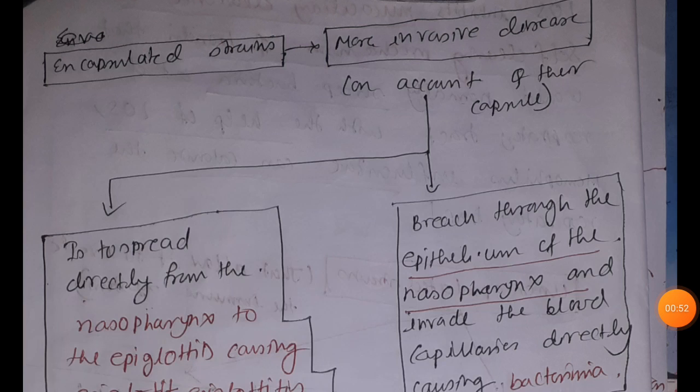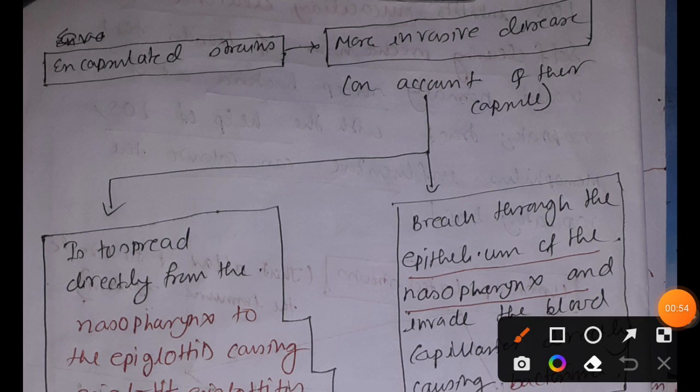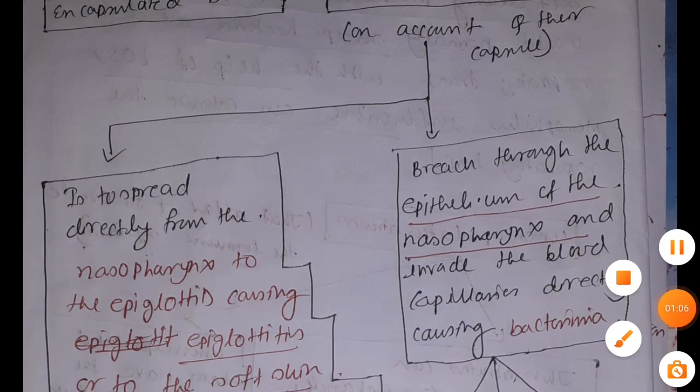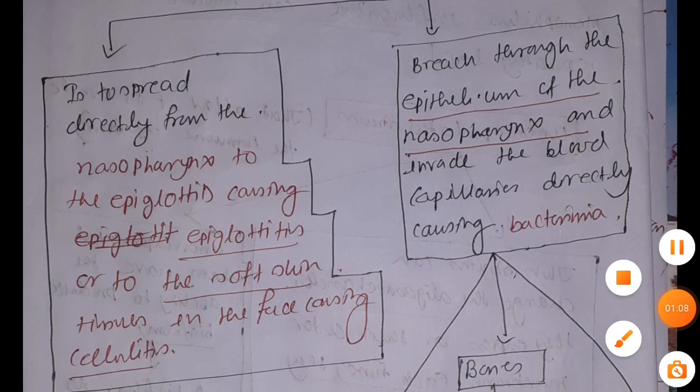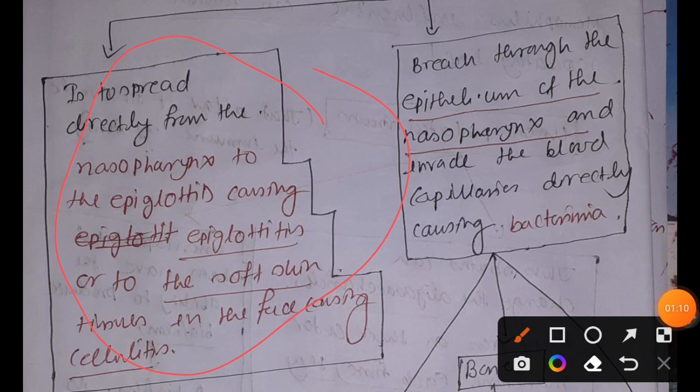So let's start. First I want to tell you that encapsulated strains, as they have the capsule layer, are capable of causing invasive disease. Let's see how they do this. First of all, it will spread from the nasopharynx to the epiglottis, causing epiglottitis. Remember it very carefully.